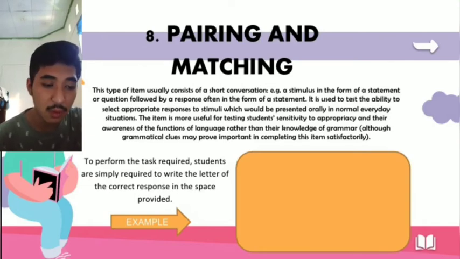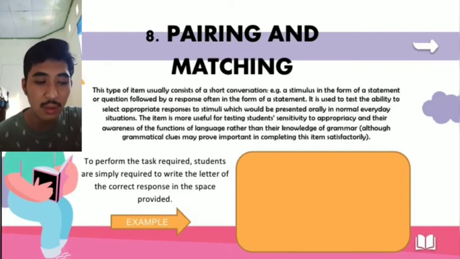The item is more useful for testing students' sensitivity to appropriacy and their awareness of the function of language rather than their knowledge of grammar, although grammatical clues may prove important in completing this item successfully. To perform the tasks required, students are simply required to write the letter of the correct response in the space provided.